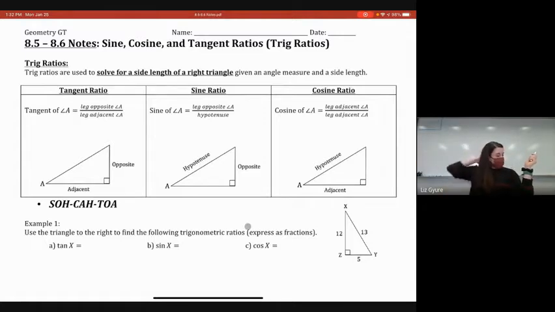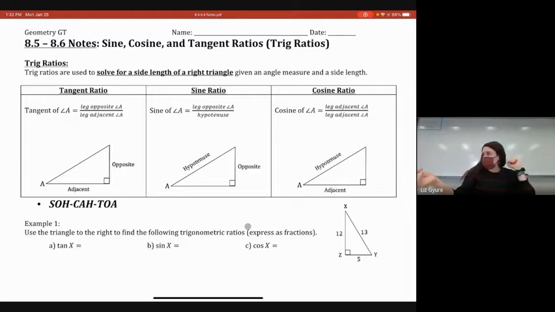So we've learned at this point, I think, two main different ways to find missing information in a right triangle specifically. Pythagorean theorem, that's great if you have two of the side measurements. We learned our 45, 45, 90 and our 30, 60, 90 rules. Those are great for those specific triangles.